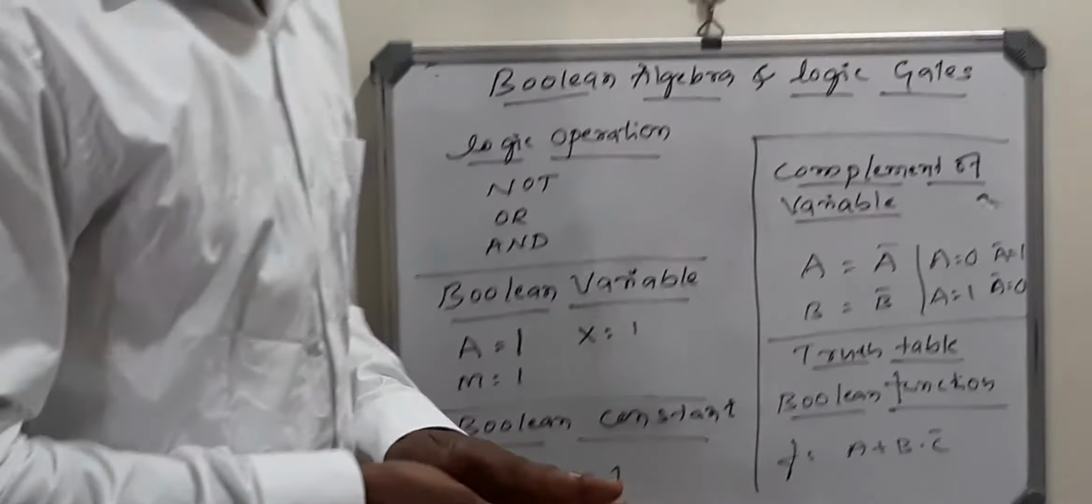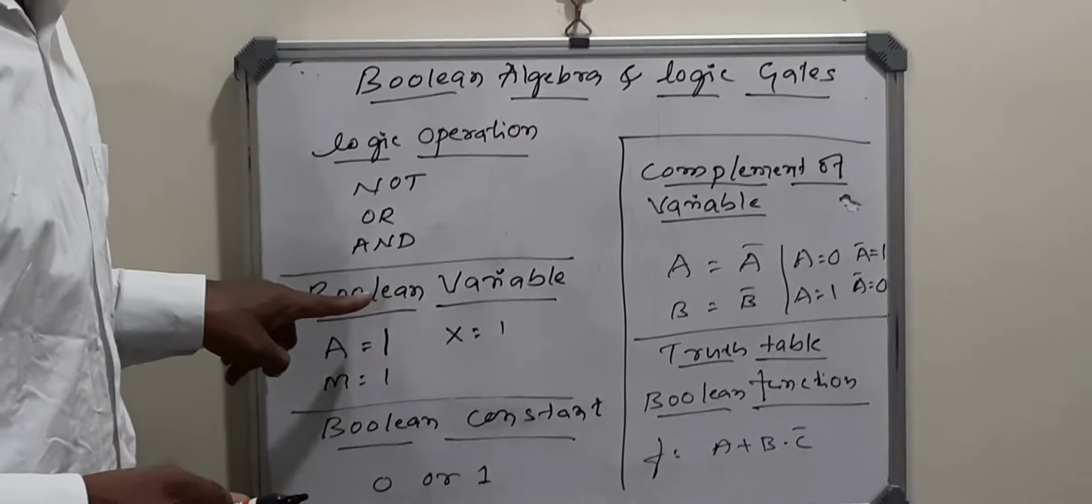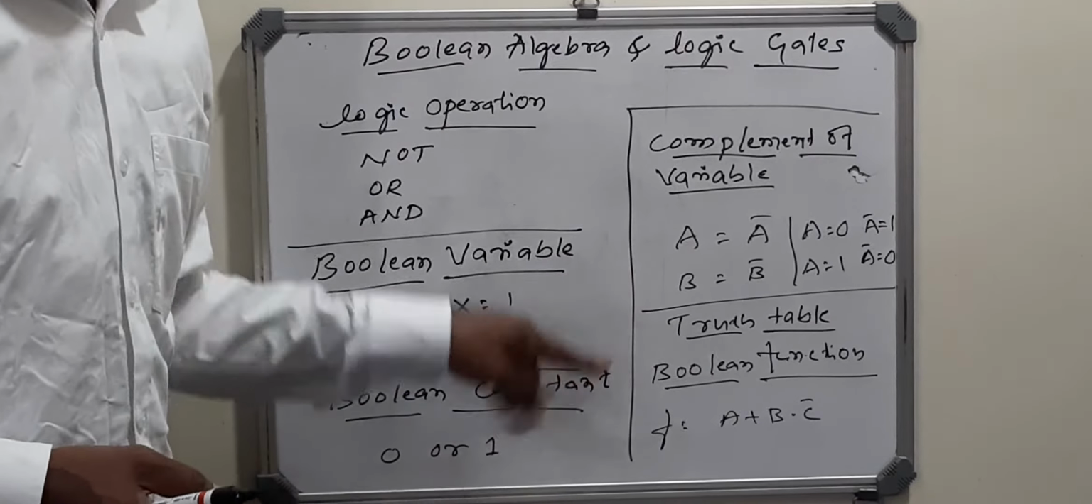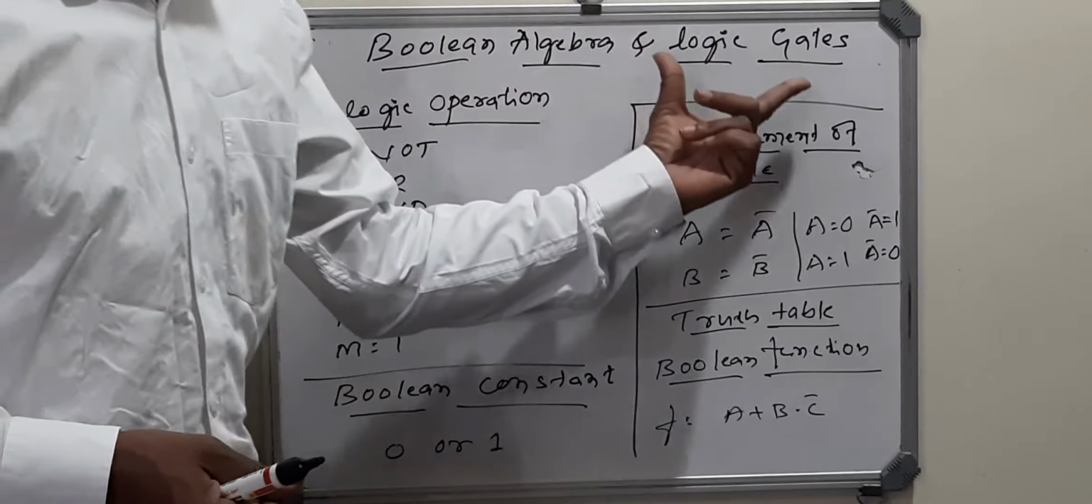So next one more concept is complement of variable. You should know all these wordings and meanings: what is a Boolean variable, what is Boolean algebra, which is a logic operation, what is a Boolean constant. That we can understand first in this unit in the Boolean algebra. Then we can discuss the logic gates.